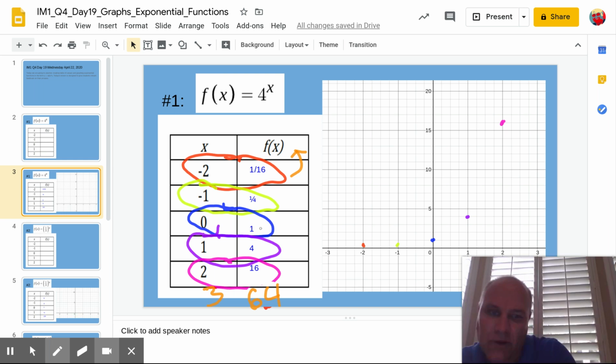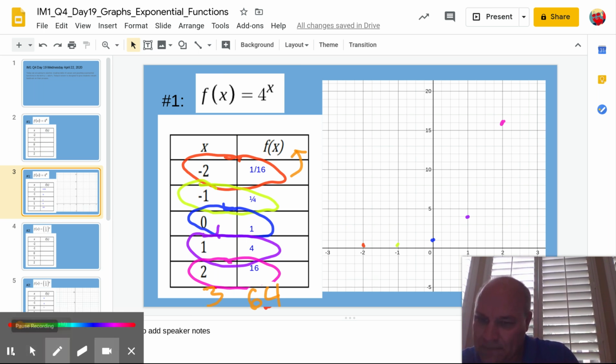Our asymptote here is on the x-axis, and the ones we're doing in our class, the asymptote is on the x-axis. I want you to know that not all exponential functions have the asymptote right on the x-axis, just the ones we're doing in our class right now with the basic function. That's why they always have the asymptote on the x-axis. So it gets so close to 0, but yet so far it doesn't quite touch it. All right, let's do the next one.